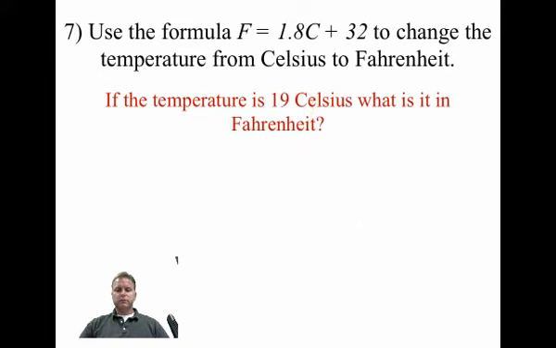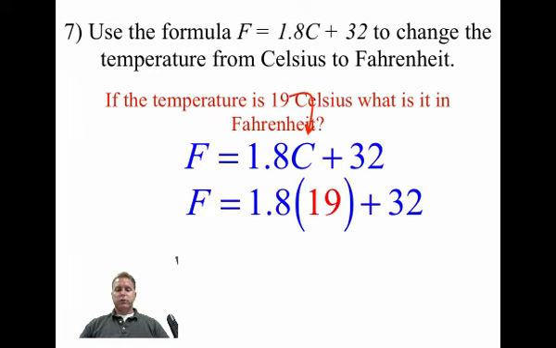Next one. I believe this is the last one. If the temperature is 19 degrees Celsius, what is it in Fahrenheit? Please take a moment and try to solve that. Okay, remember our formula is F is equal to 1.8C plus 32. So we'll take the 19 degrees Celsius, plug it in for C, which gives us 1.8 times 19 plus 32. If we multiply those two together, then add, we get 66.2 degrees Fahrenheit.